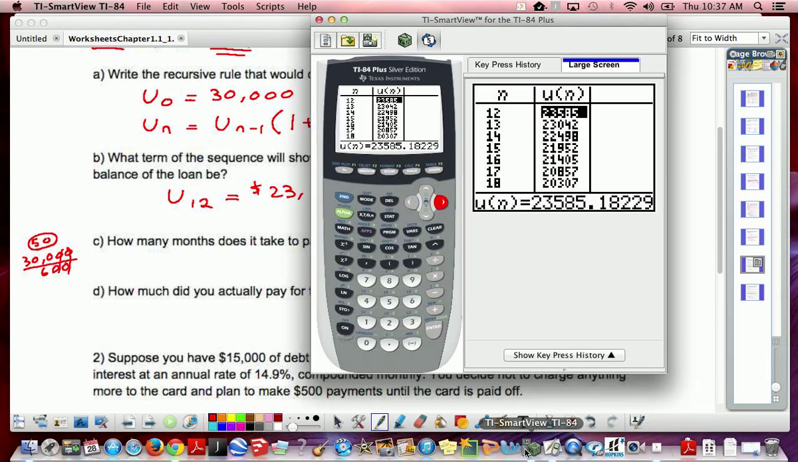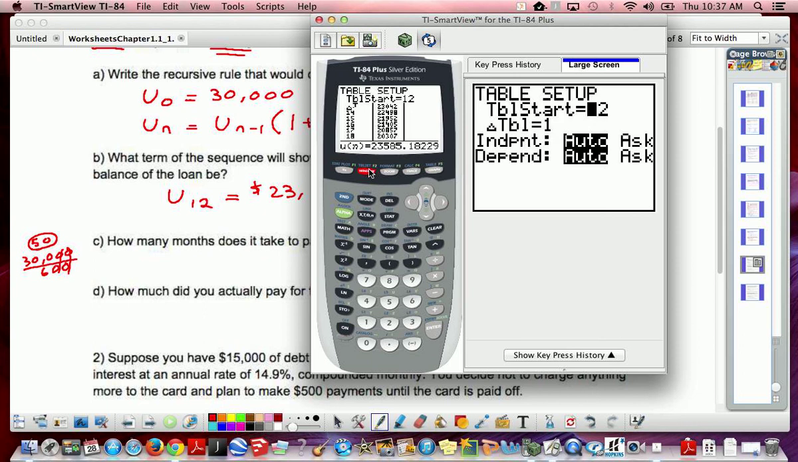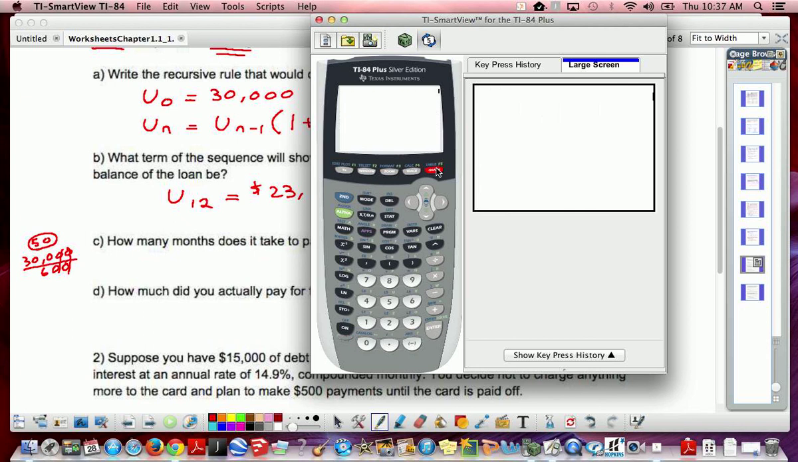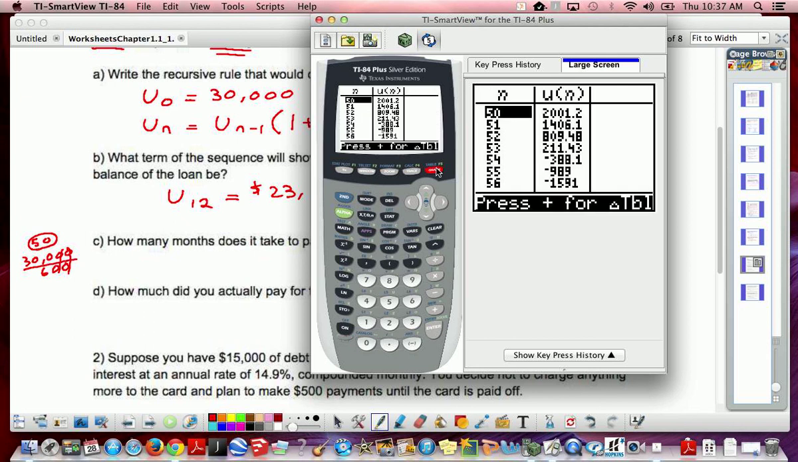So I'm going to go back to my calculator. I'm going to go to my table set, and I'm going to change this value to 50. So I know it's going to take a minimum of 50. Now I'm going to go to my table. And this does take a second or two to load up. So now, again, remember, this number tells me how much I still owe on the car.